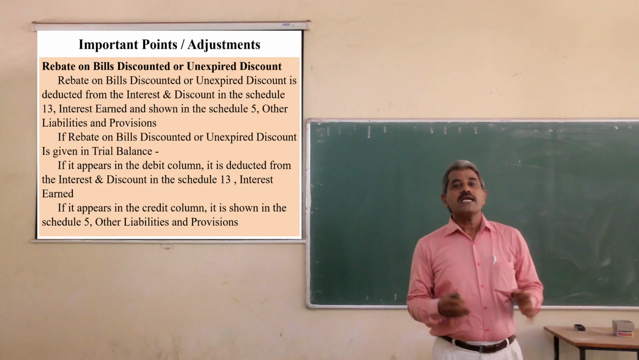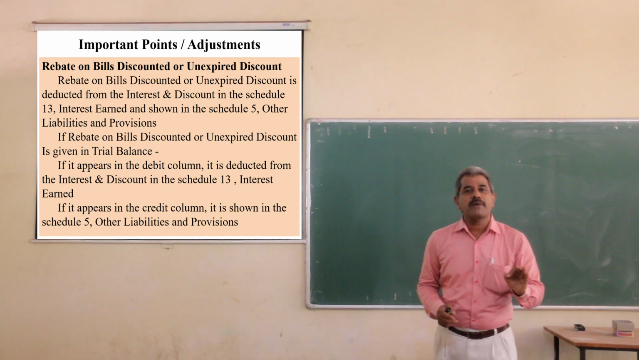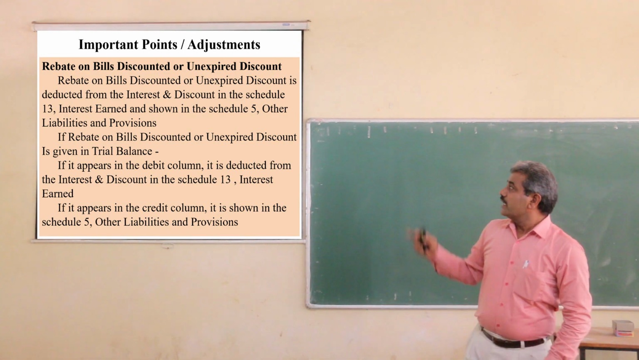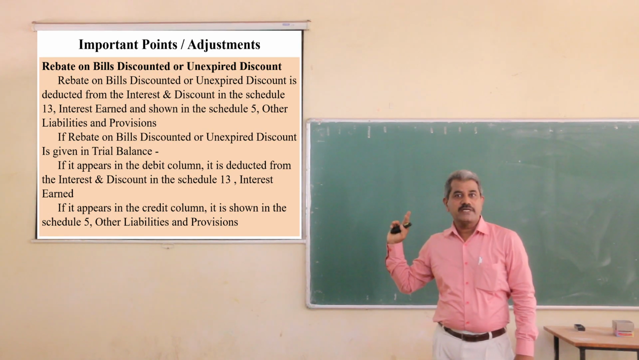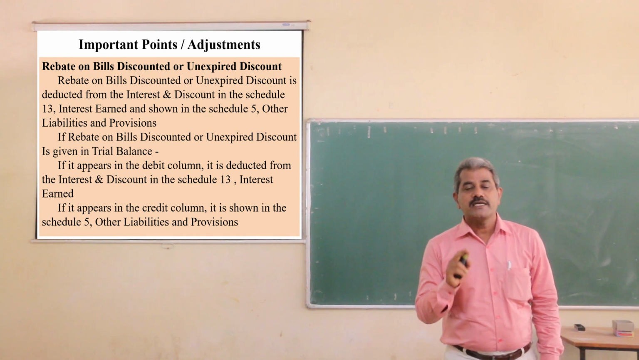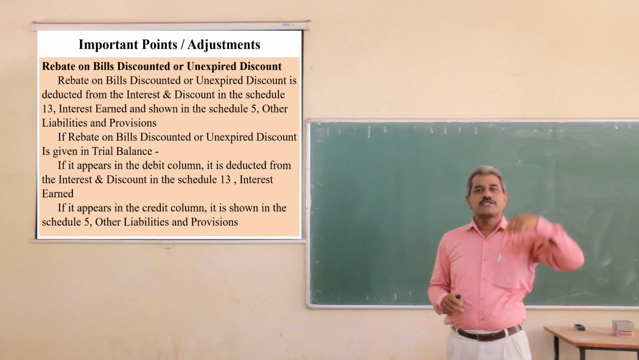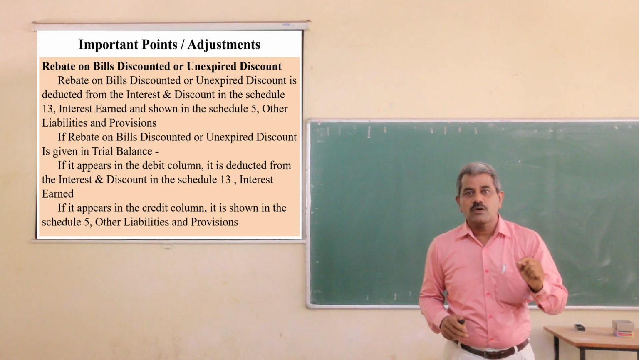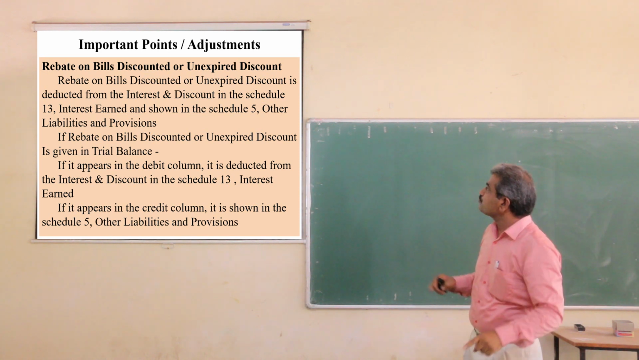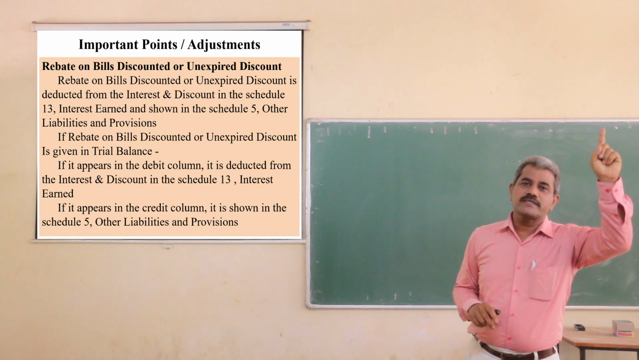Next item is generally asked every time, that is the rebate on bills discounted or unexpired discount. Rebate on bills discounted or unexpired discount. If it is given in the adjustment, two effects. The first effect is that it should be deducted from interest and discount in schedule number 13. Unexpired discount should be deducted from interest and discount in schedule number 13. Okay. And second effect is it is shown in the schedule number 5, other liabilities and provisions.